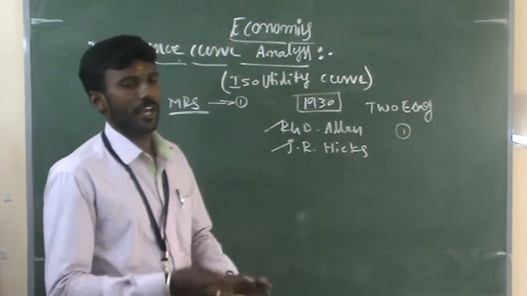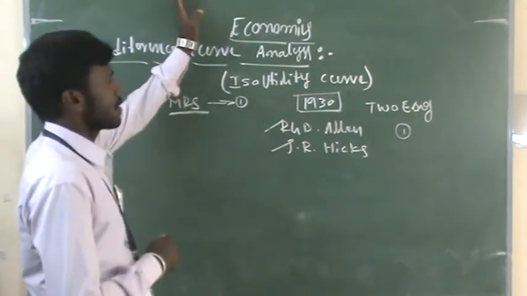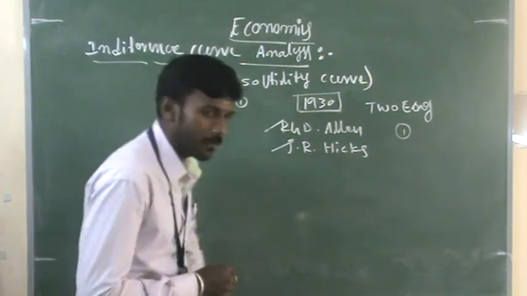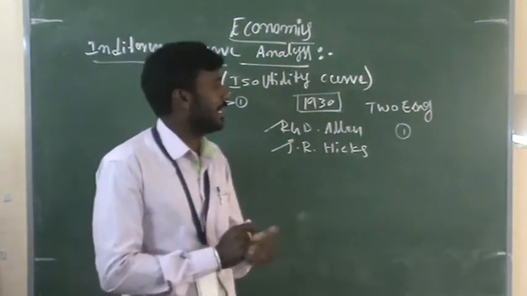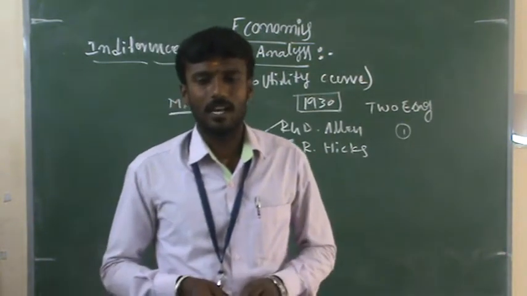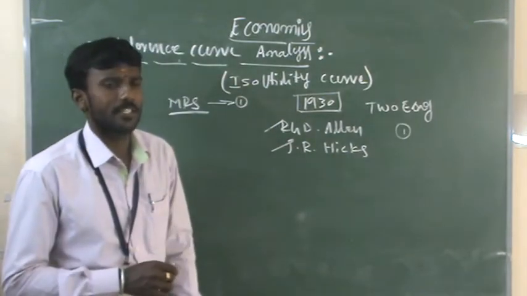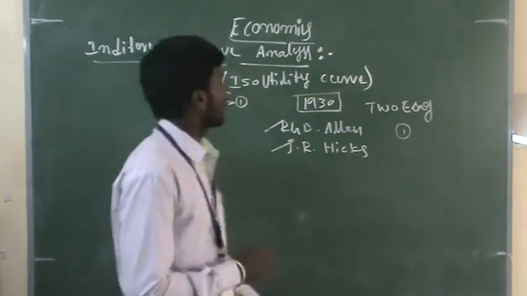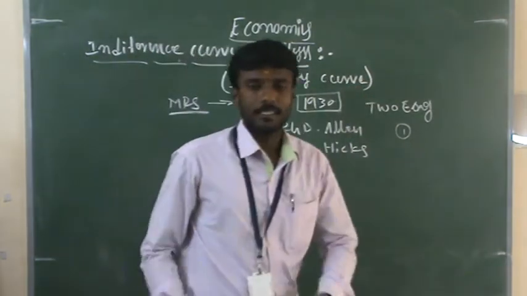Allen and J.R. Hicks, we call them. See, totally the application of the indifference curve was greatly extended and popularized in the year 1930 by two English economists, R.J.D. Allen and J.R. Hicks. These two English economists developed and popularized the concept, the application of the indifference curve, in the year 1930.